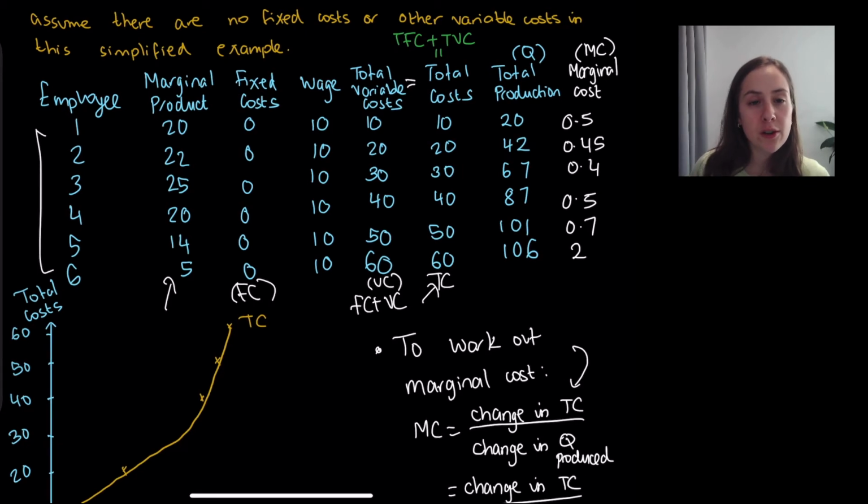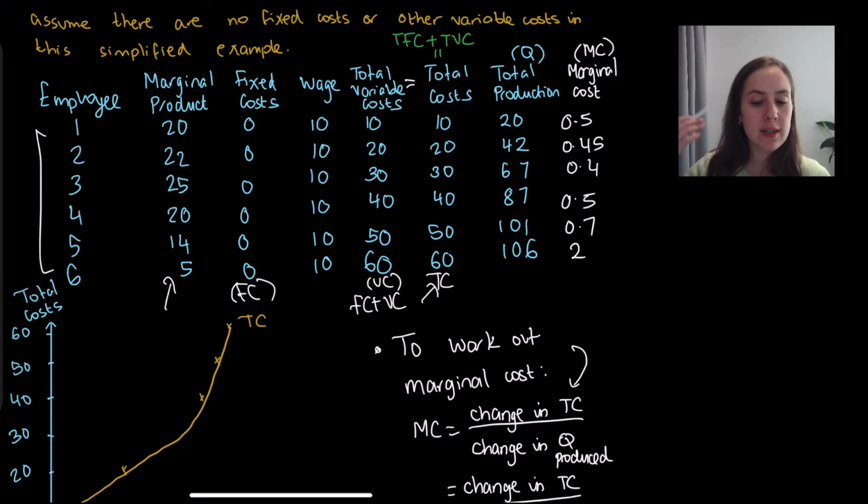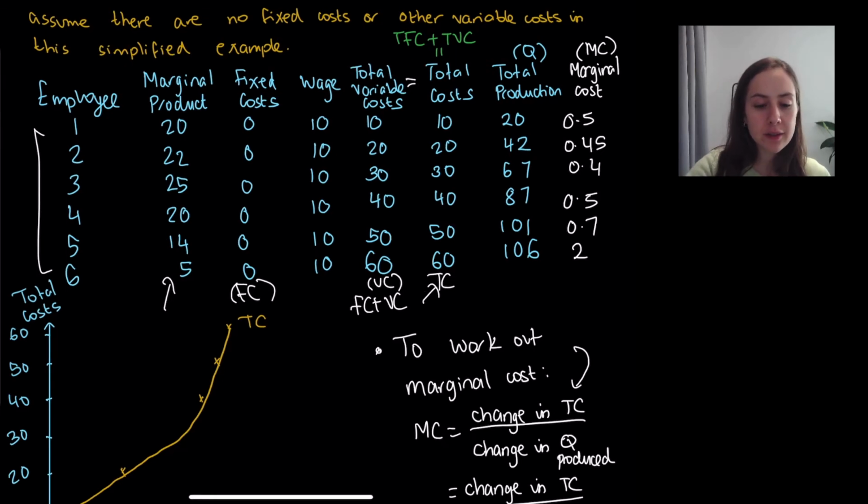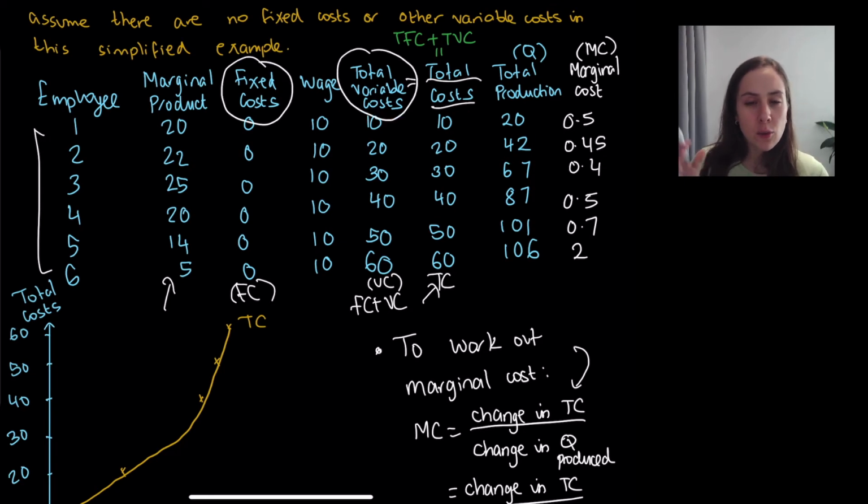And that's all the costs in this business, so I've included them as a variable cost, and that means the total variable costs is 10 when there's 1 worker, 20 when there's 2 workers because 2 of them are getting paid 10, 30 when there's 3 workers, and so on. So that's how I got that. Add your fixed costs and your variable costs together, and then you get your total costs, which is 10, 20, 30, 40, 50, 60, which is exactly the same as expected because these workers are all being paid 10.